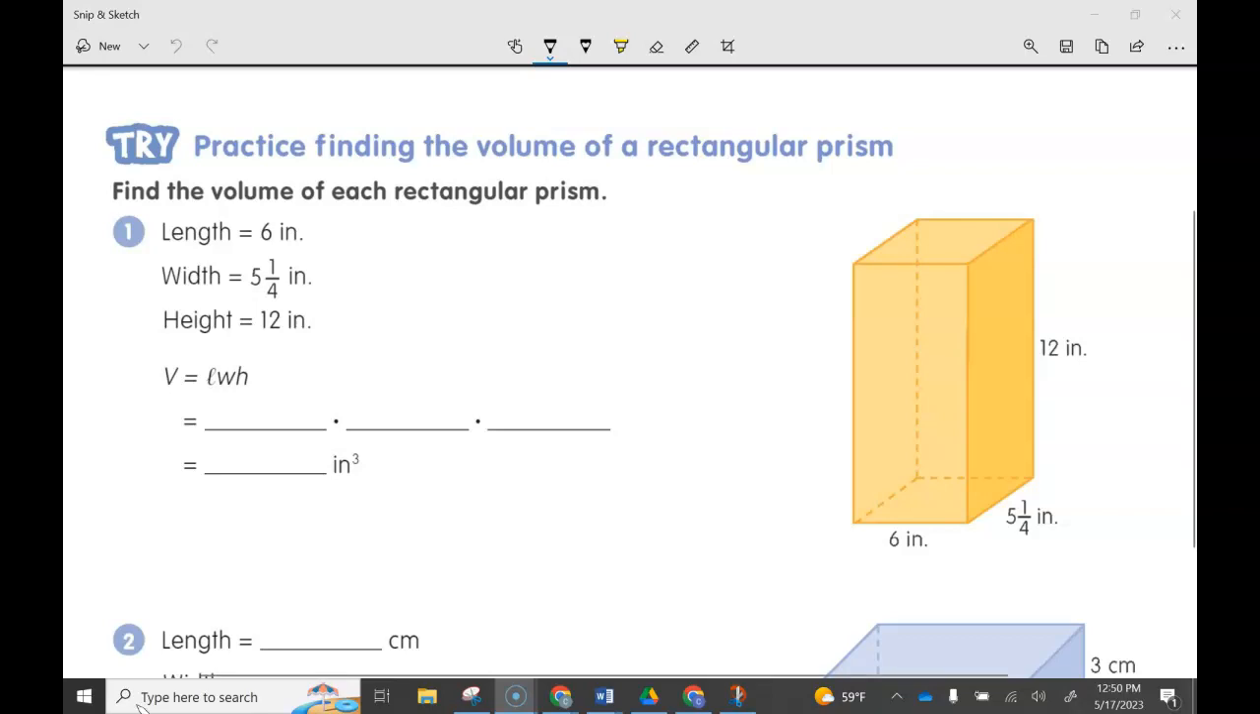Now let's say we did not know what the length, width, and height is. We just have the three measurements. It is okay to multiply these numbers in any order. If you remember, there's the commutative property of multiplication, and that means you can multiply numbers in any order and still get the same answer. However, they've given us the length, width, and height.